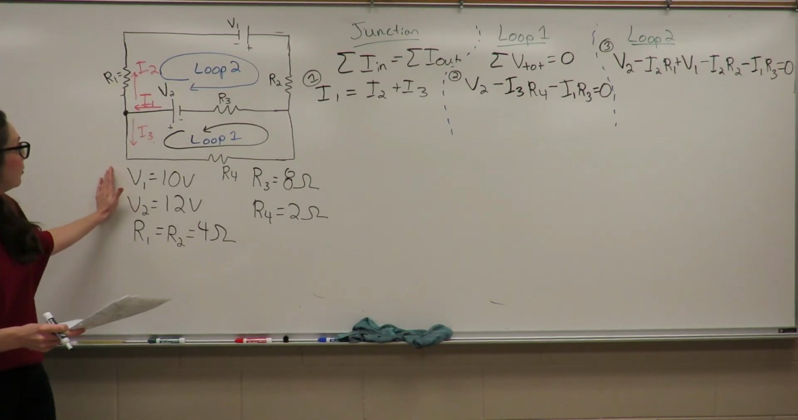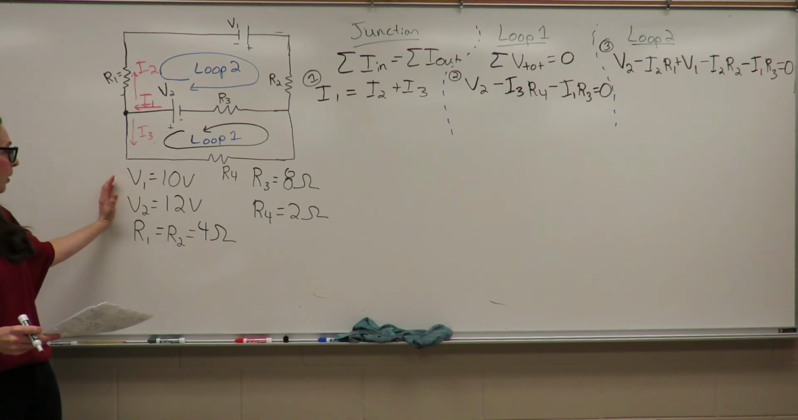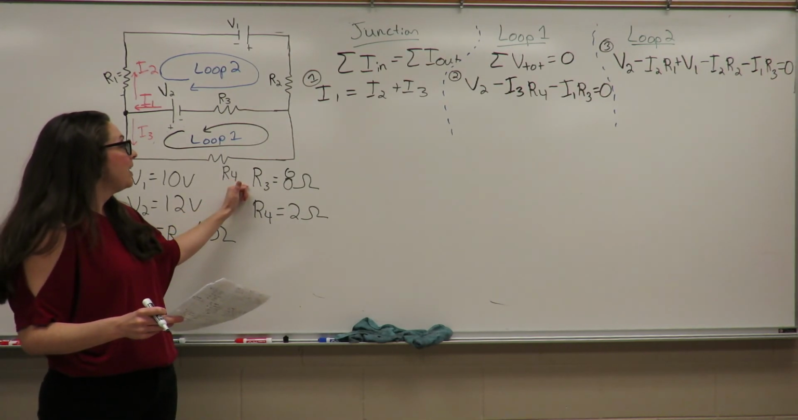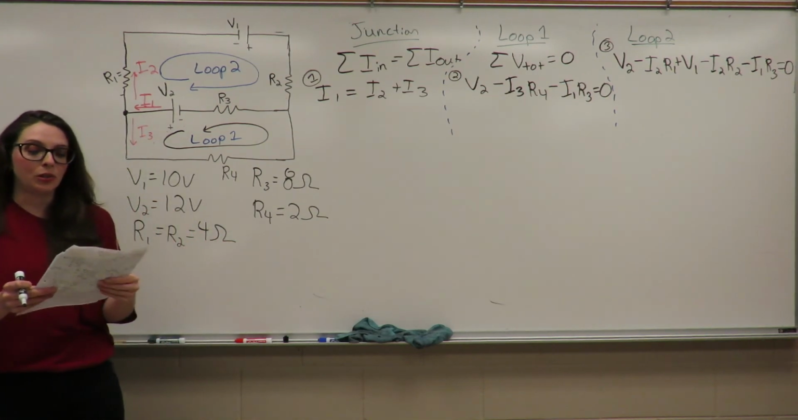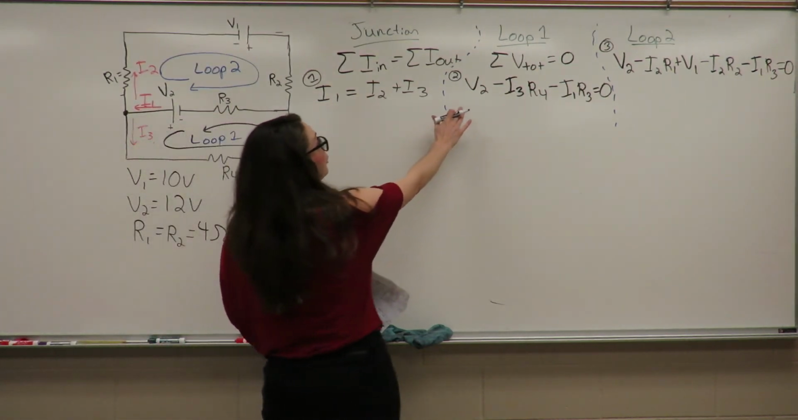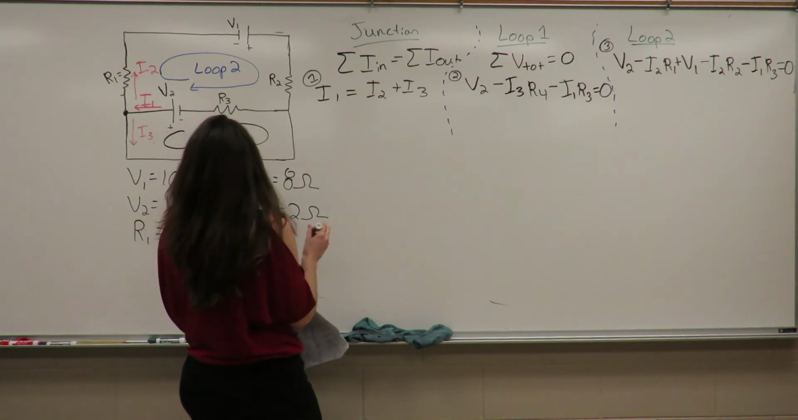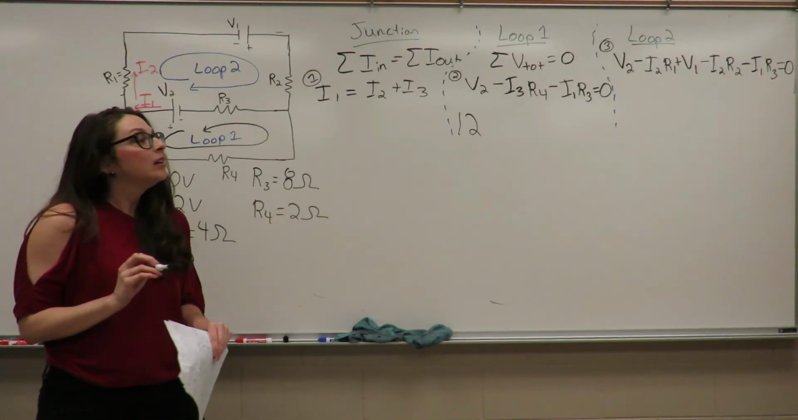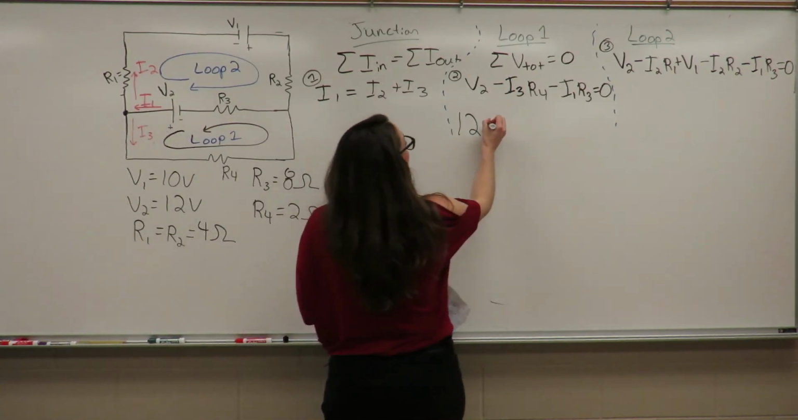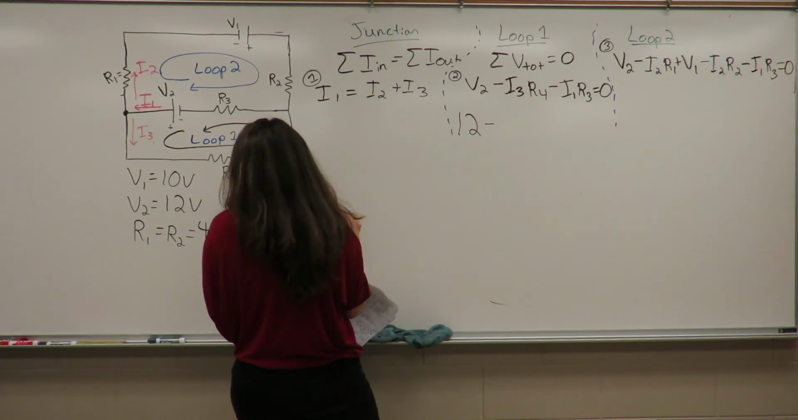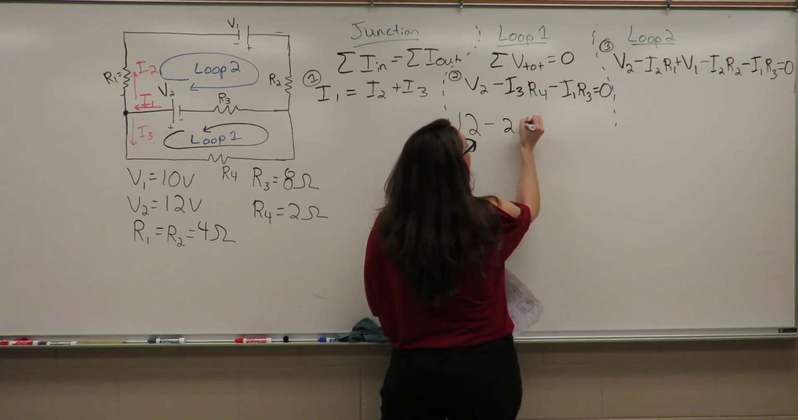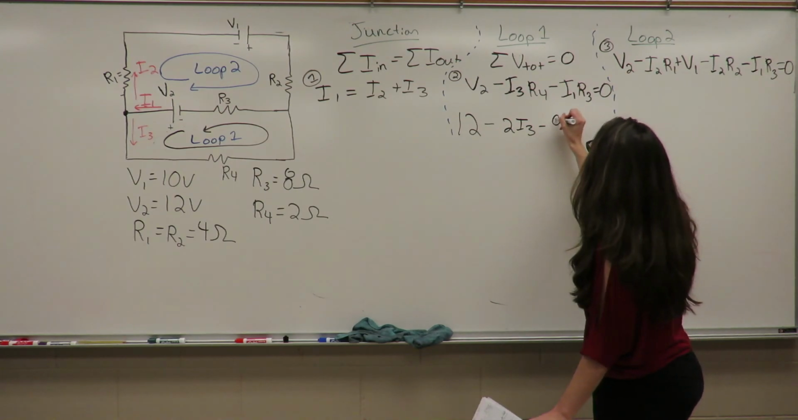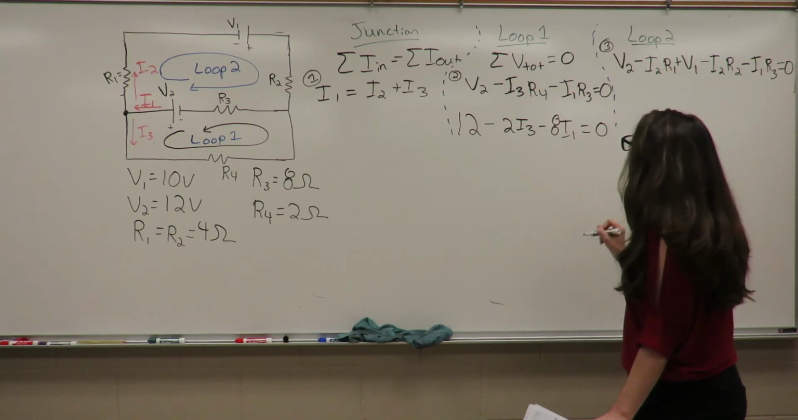So let's start over here with equation 2, and let's go ahead and plug in the values that we have. So I've got V1 is 10 volts, V2 is 12 volts, R1 is equal to R2 is equal to 4 ohms, R3 is equal to 8 ohms, and R4 is equal to 2 ohms. Okay, so then if we go back over here to equation 2, we've got V2 is 12 volts, and I'm going to skip putting in the units here. So V2 is 12 volts minus resistor 4 was 2 ohms, so minus 2 I3 minus R3 is 8 ohms, so minus 8 I1, and that equals 0.